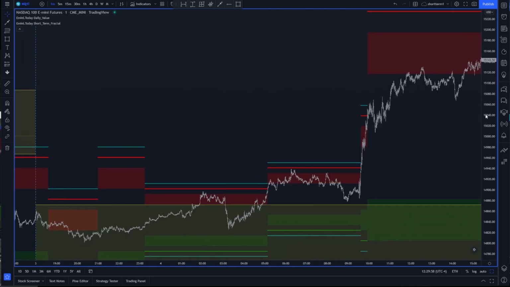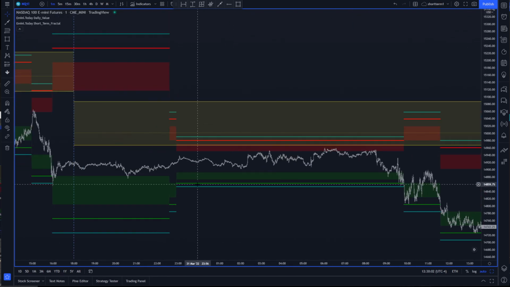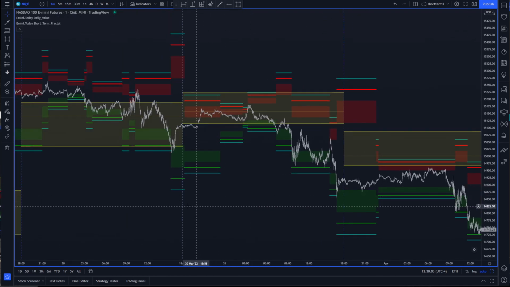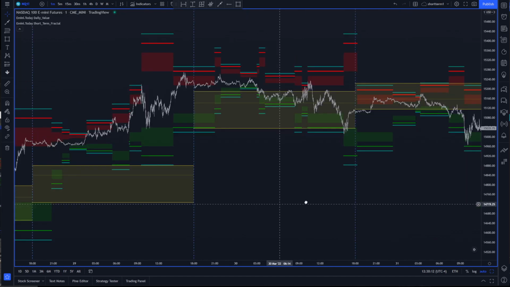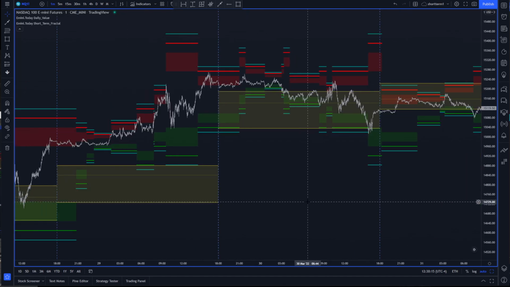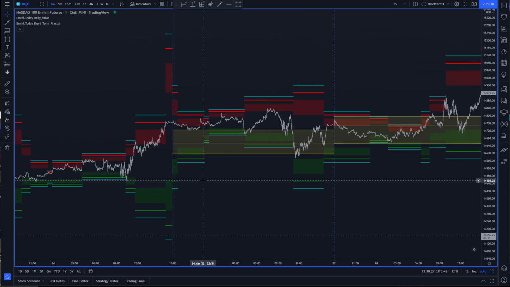And one thing that is important here, it doesn't matter if this is the index futures, it doesn't matter if this is gold or CL. The only thing I'd recommend is using the futures data to get a good value area.